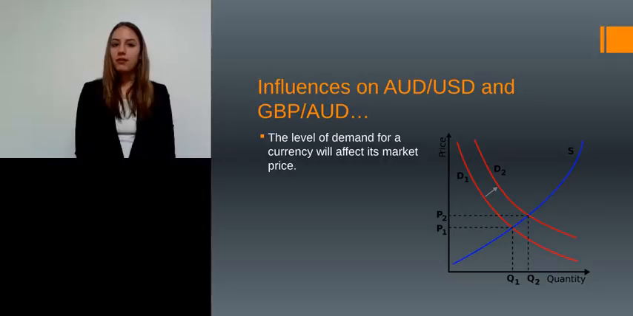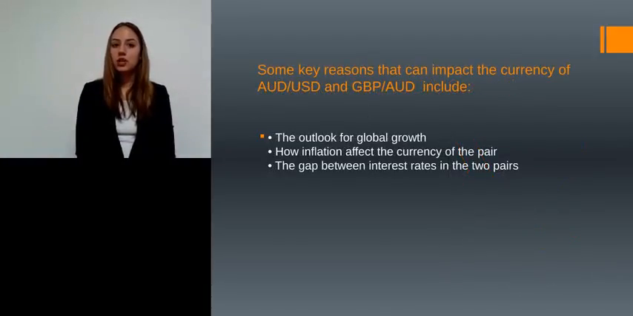Some key reasons that can impact the currency of AUD over USD and GBP over AUD include the outlook for global growth, how inflation affects the currency of the pair, and the gap between interest rates in the two countries.